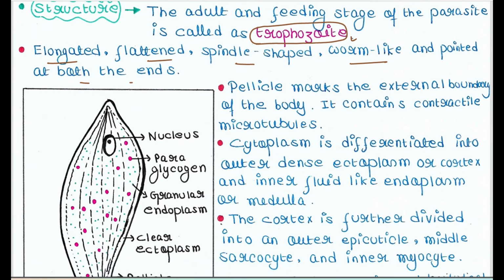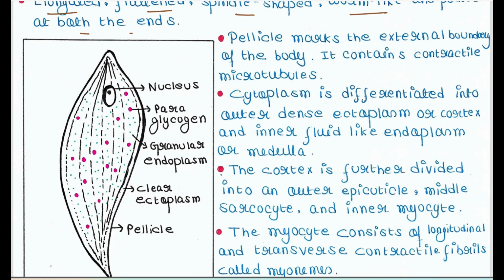So you can see the structure. Here it is elongated, this is flattened, the shape is just like the spindle, this is worm-like and both the ends are pointed. And it has the pellicle. So pellicle is the outer surface of the animal. It marks the external boundary of the body. And this pellicle contains contractile microtubules. So basically this pellicle is made up of microtubules and microtubules are contractile.